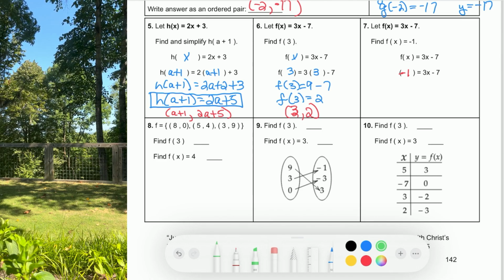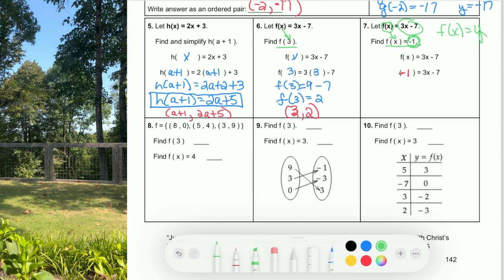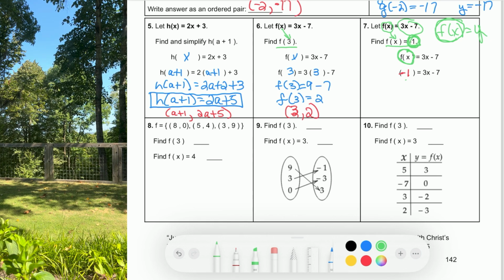This one replaced the x value with a 3. This one did not replace the x value. What they replaced was this whole thing right here, which represents our y, remember? Because f of x equals y. So what they're doing when they write it in this manner is they're saying replace your y with this value. Well, our y is this whole thing, right? So we're going to replace this whole thing with the number that they gave us, the -1. We're not replacing x in this one. We're replacing our y value, the f of x. So now let's go through and solve.